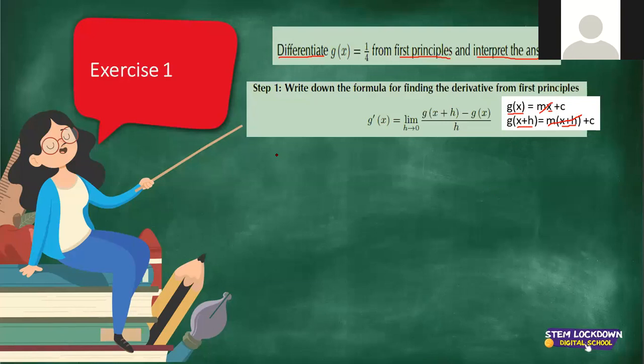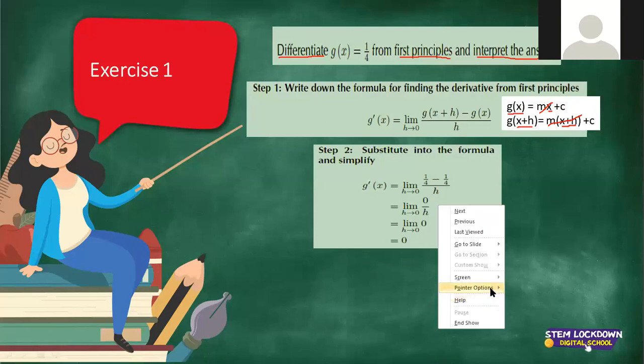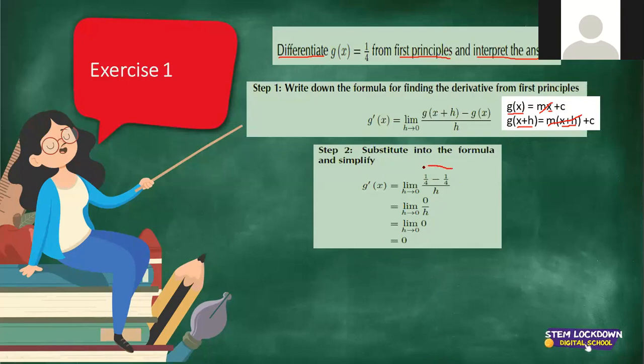So when we substitute into our equation, hence we have 1 over 4 minus 1 over 4, because our g of x in this case is the same as g of x plus h. But it's not always the case that g of x is equal to g of x plus h. You need to check.